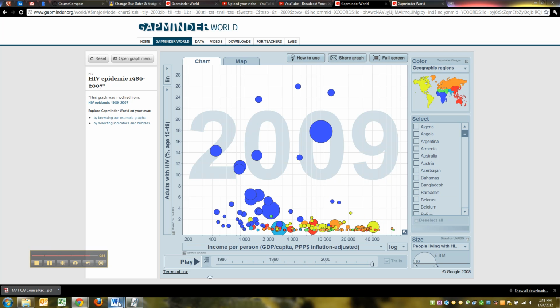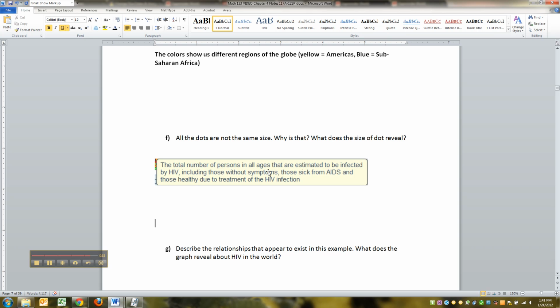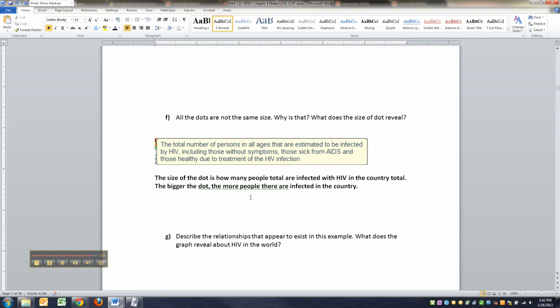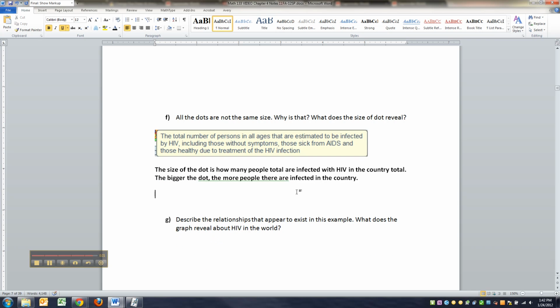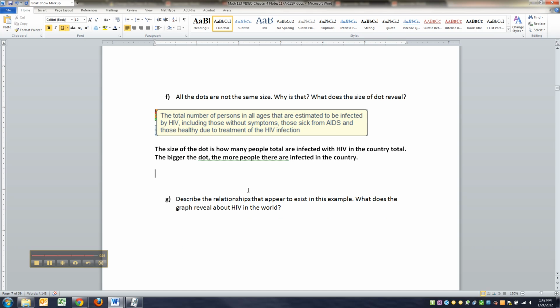All right, so let me go back here. So the size, let me type this up, hold on. All right, so the size of the dot is how many people are infected with HIV. That's what this is basically telling us. The bigger the dot, the more people there are that are infected in that country.